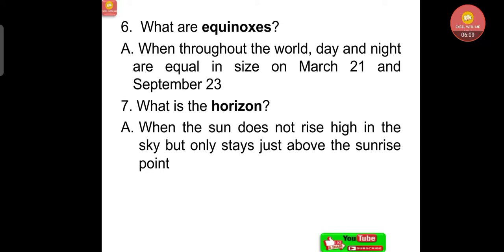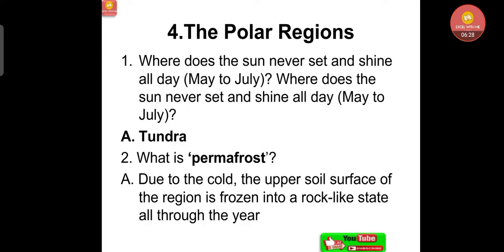Next question, what are equinoxes? When throughout the world day and night are equal in size, on March 21st and September 23rd. Now what is horizon? When the sun does not rise high in the sky but only stays just above the sunrise point. Next topic, that is the polar regions. Where does the sun never set and shine all day? That is May to July.